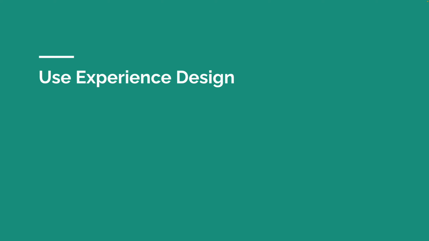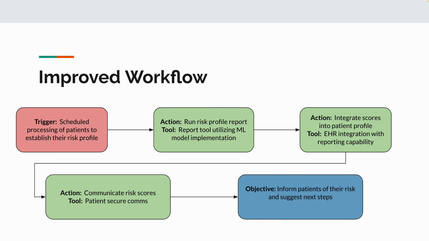So let's take a look at the user experience design, the key elements there. First of all, I want to talk a bit about improved workflow. Here we're talking about having a regularly scheduled processing of patients to establish their risk profile for stroke. They will do this by running a risk profile report. This will be a report tool that's utilizing the machine learning model as it's running. The output from this will be a list of scores for the entire patient population that the report is run for, and this score can actually be implemented into their patient profile in the EHR.